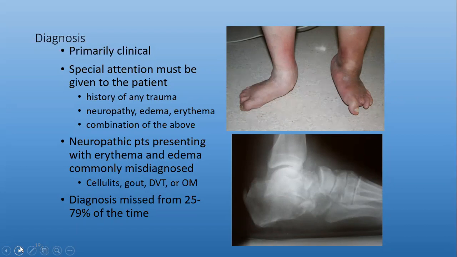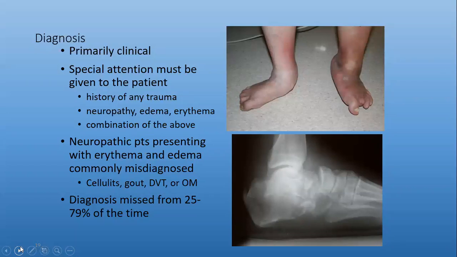And then kind of going down the line, with special attention to what kind of things may have caused this: a past trauma, an ankle fracture from way back when, or an ankle fracture that was not fixed. What kind of edema changes have they had? Erythema, and usually there's a combination of multiple different things that you see on the clinical diagnosis.